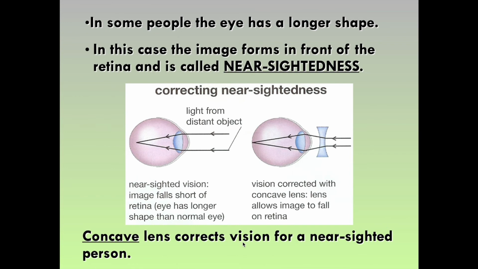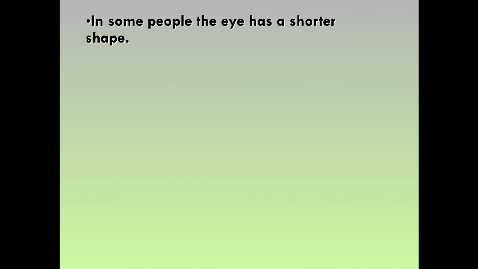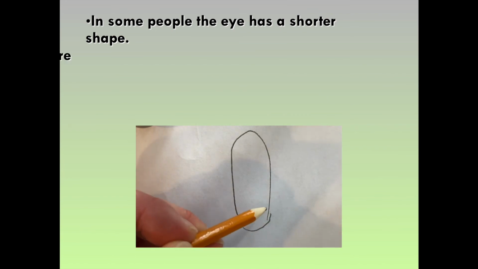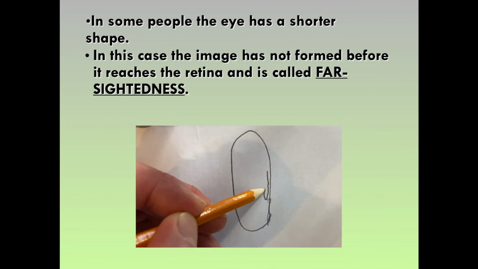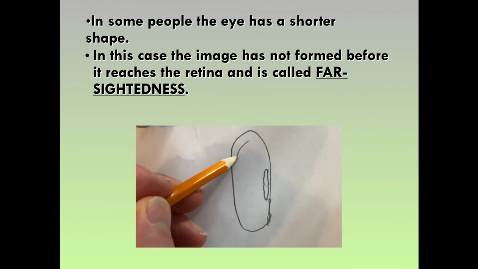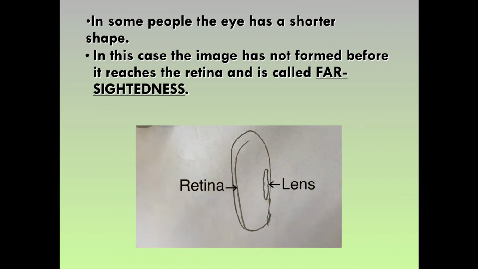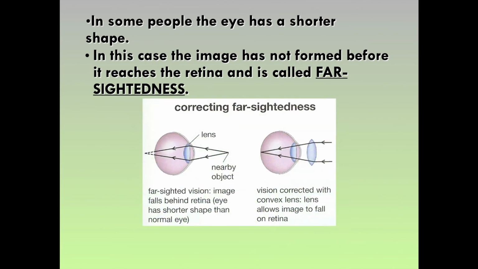Well, what do you predict happens for people that are the opposite? They're going to have an eye that's shaped the other way. And that's called, what do you think? You're right, that's called farsightedness. So that's our next topic here. For people that are farsighted, the shape of the eye is shorter. It's kind of like it's squished a little bit, and that's called farsightedness. So you can see that theirs is elongated this way.